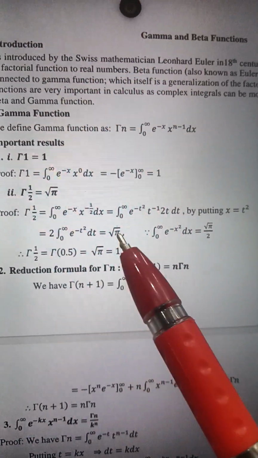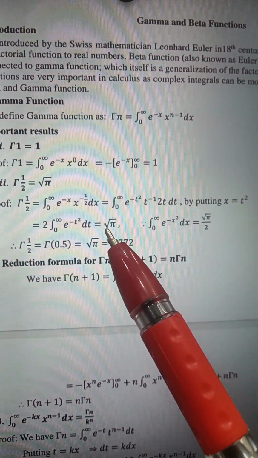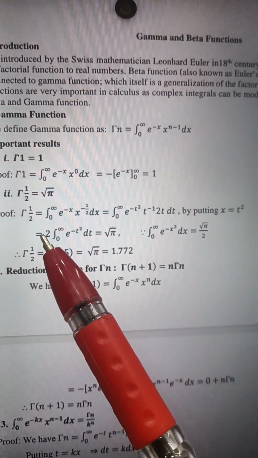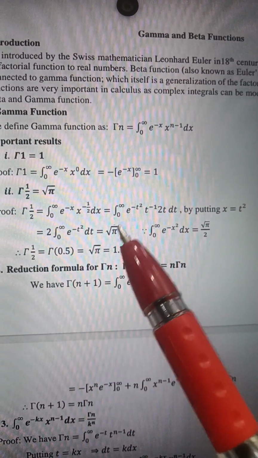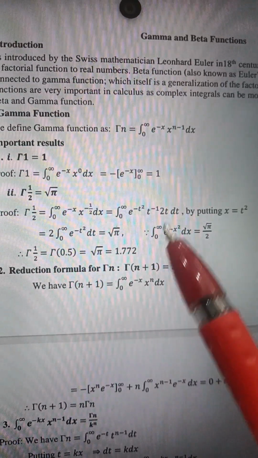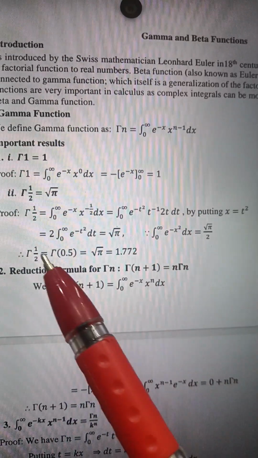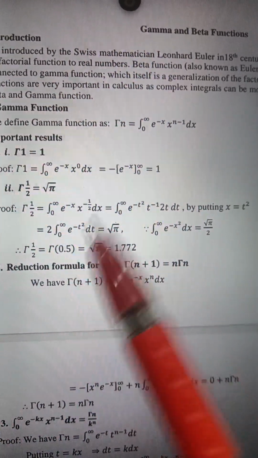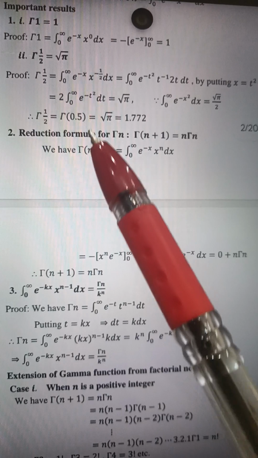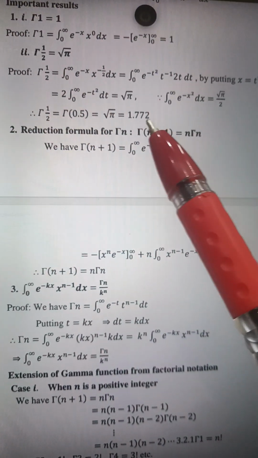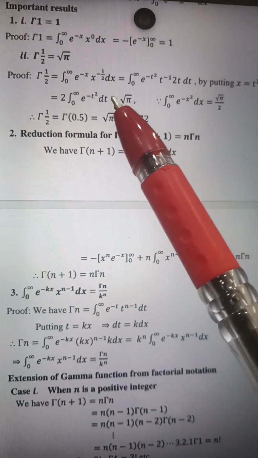And this is equals to root pi. Now 2 will come to this side, and it will become integral 0 to infinity e to the power minus x square dx is equals to root pi by 2. As we know, 1 upon 2 equals to 0.5. Now we can say that root pi equals to 1.772. I hope this is clear. This result is very important.